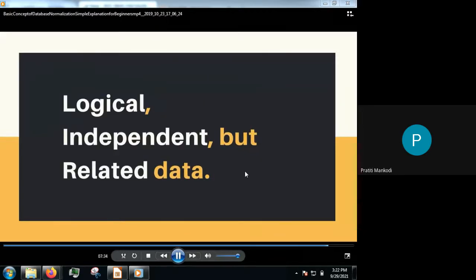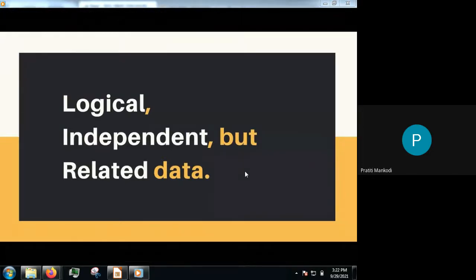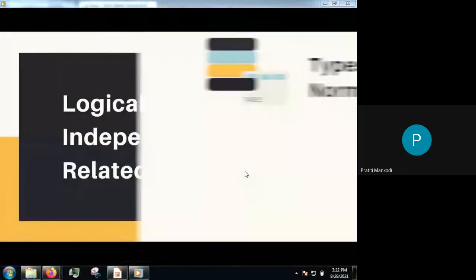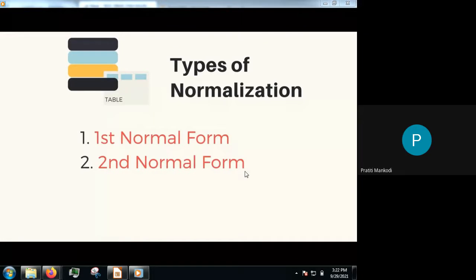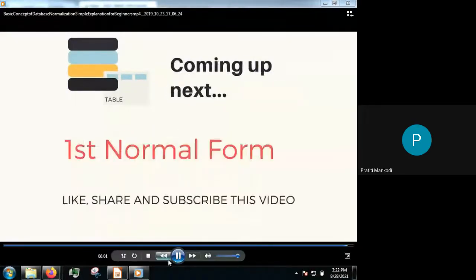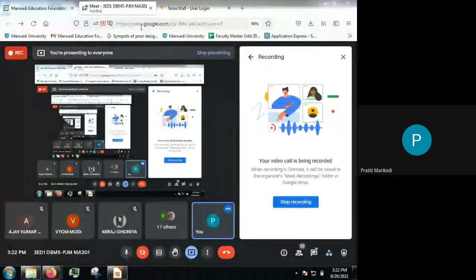It's a divide and rule. So I hope now normalization and the problems without normalization are clear to everyone, right?